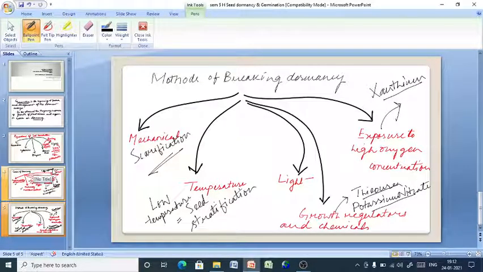So, today we studied the basic features of dormancy, their characters, how they develop, and what are the mechanisms by which we can break the dormancy and induce germination.